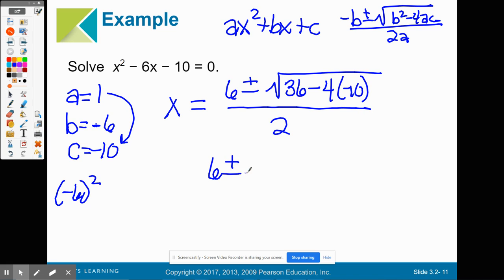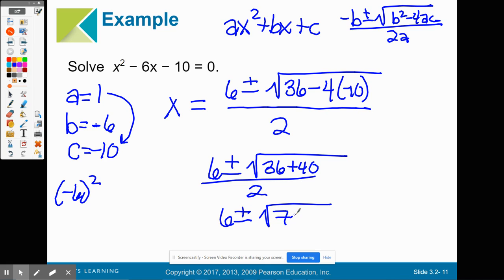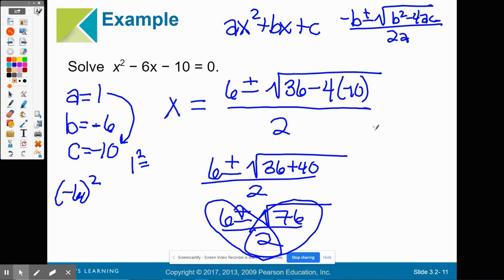That's 6 plus or minus. This is 36 plus 40 over 2. That's 6 plus or minus 36 plus 40 is 76 over 2. That does not look like what I got earlier, and that is because 76 can break down. So we have to find a perfect square that goes into 76. Now, a lot of my kids first like to go ahead and split it up. What do I mean by that? Well, you could put 6 over 2 plus or minus the square root of 76 over 2. 6 over 2 is 3 plus or minus.